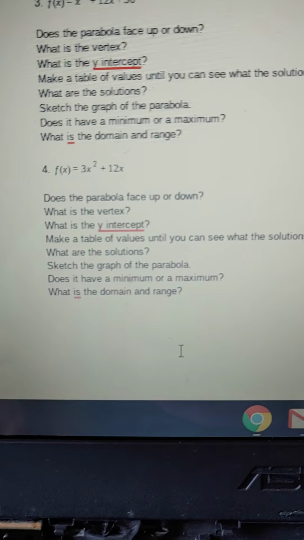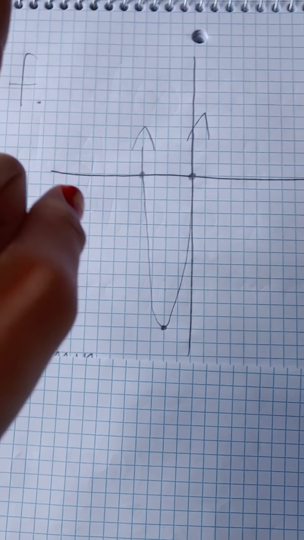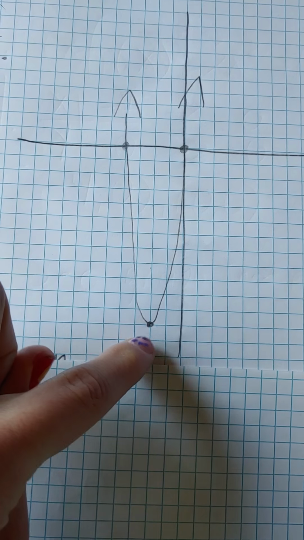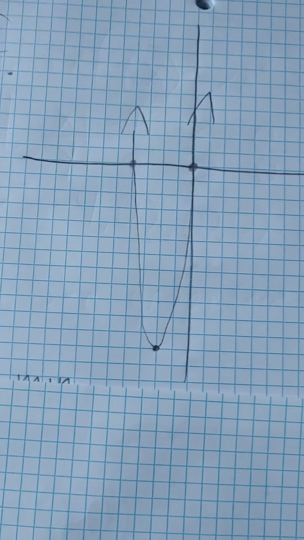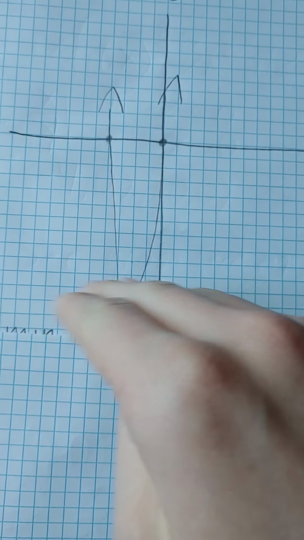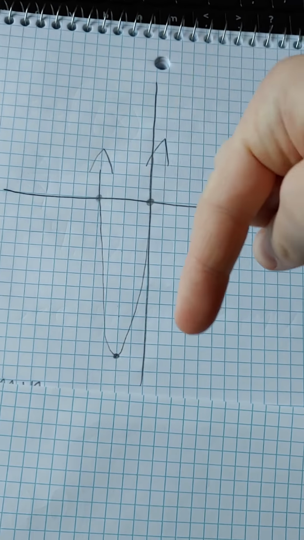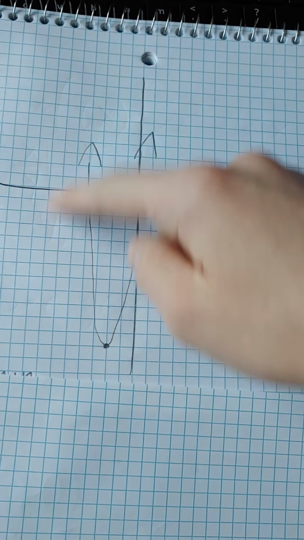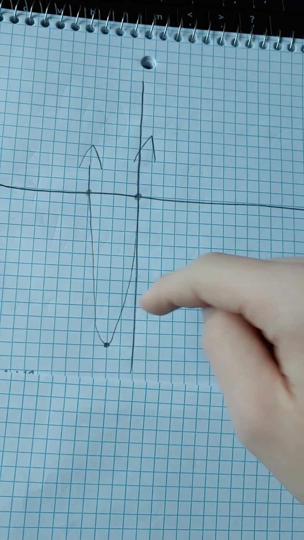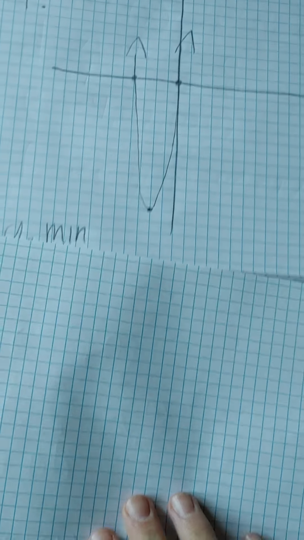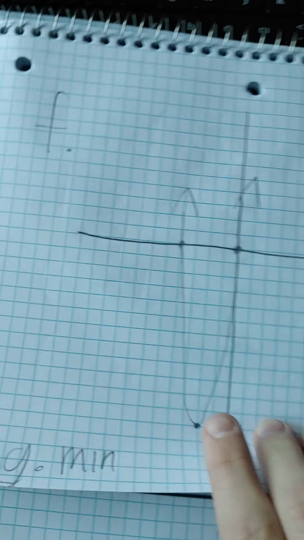So then, does it have a minimum or maximum? If the graph is facing up, like ours, it's always going to have a minimum value, because there's a lowest value, and then it just goes on forever after that. If it's facing down, then there's going to be a maximum value for the same reasons as the minimum value. So we know that's a minimum.